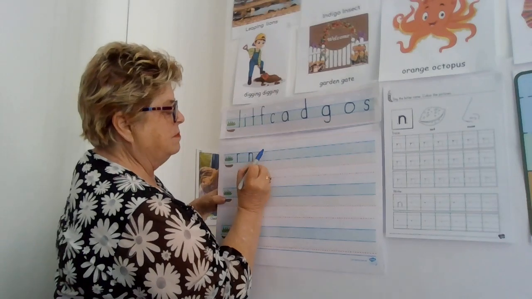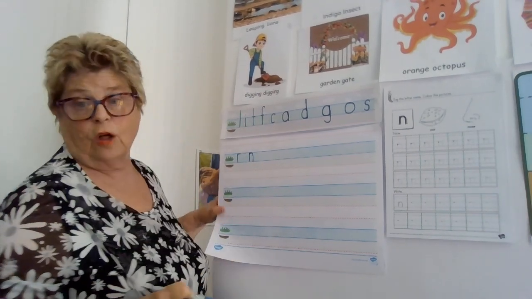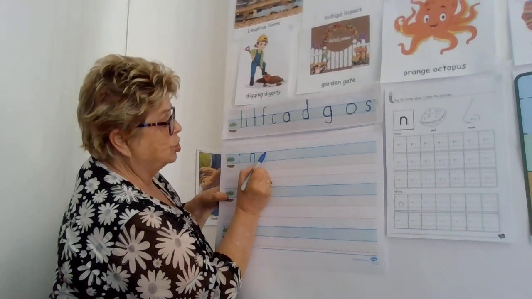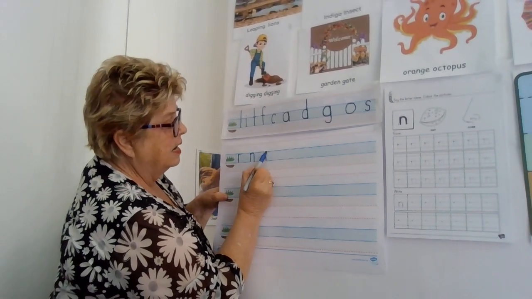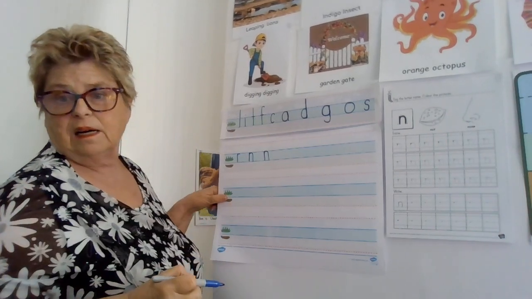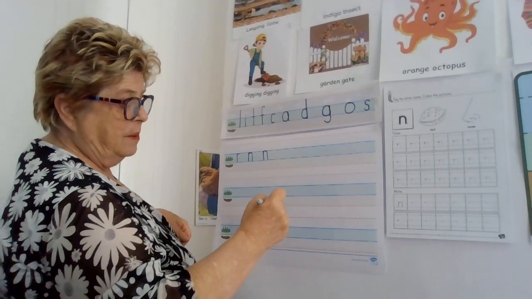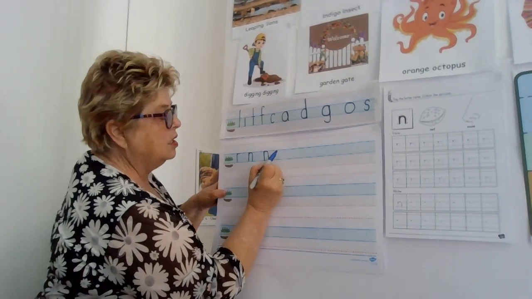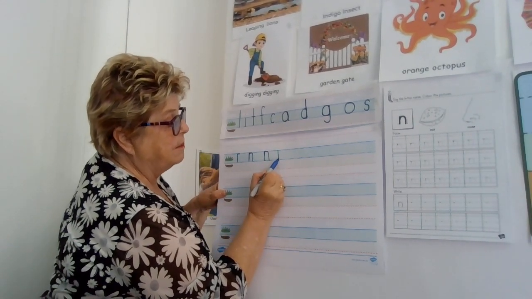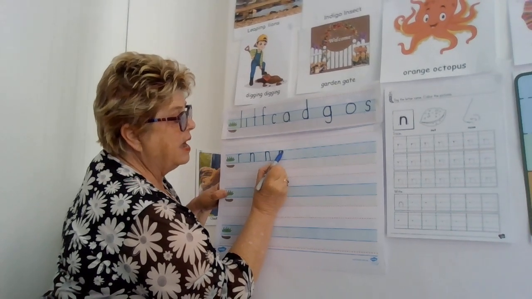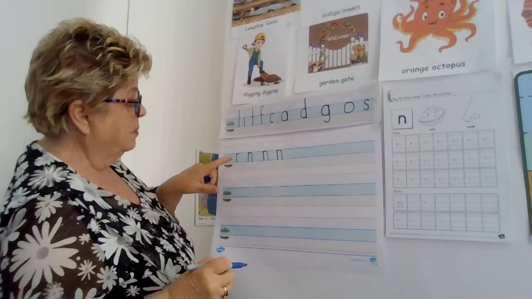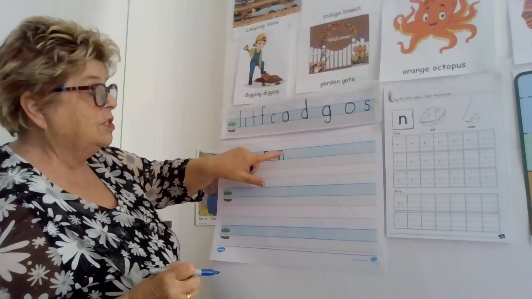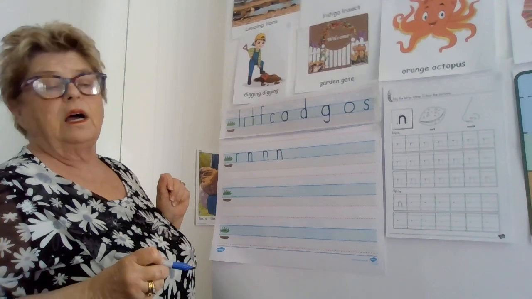So I start in the middle, right here. I can put a little dot there if I like, so that I know where to start. And then it's going to go short stick, tunnel. So you go down the stick, back up the stick, and make the tunnel. Watch once more. Short stick, back up, and the tunnel. Remember, it sits on the line, and it touches the middle line.